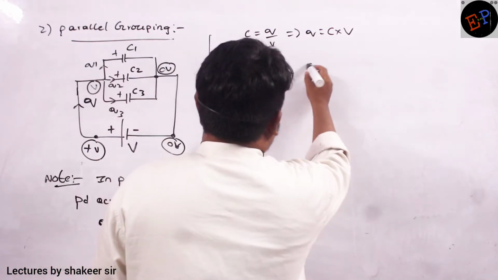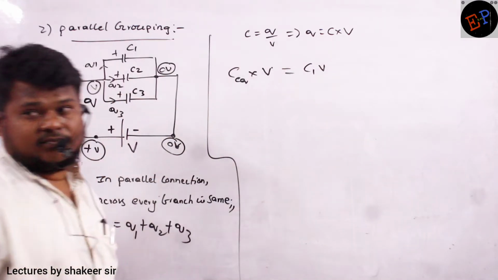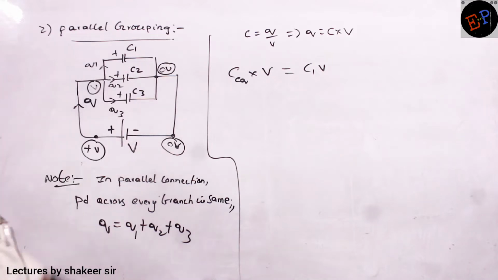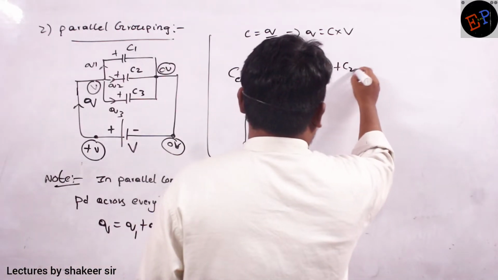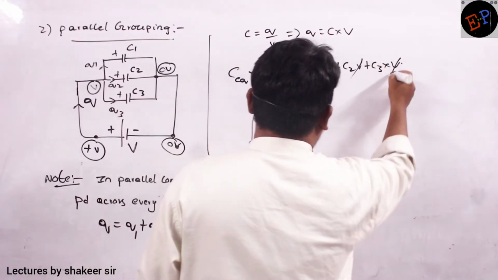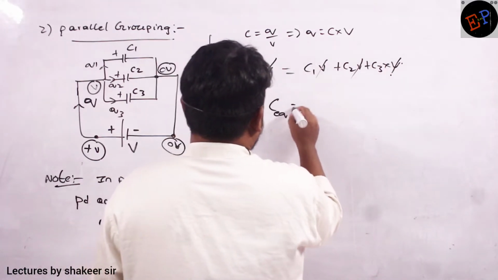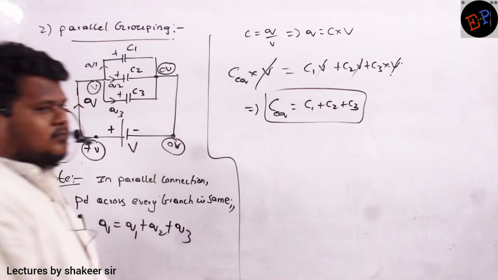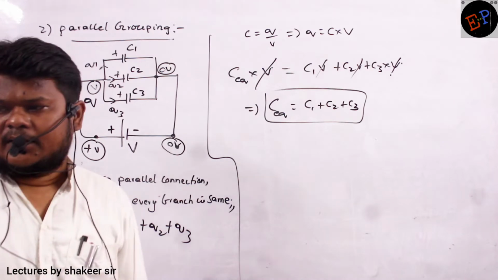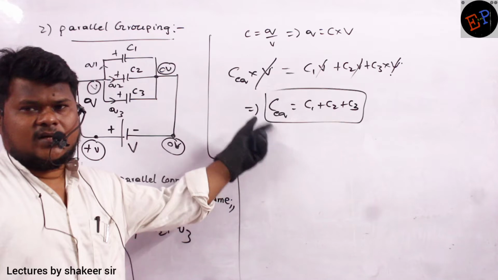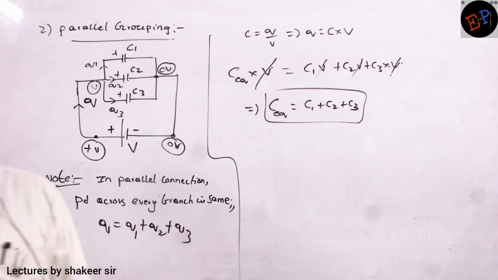Instead of Q1, C1 into V only. Why? Because in every capacitor I have the same potential, V. Second one, C2 into V. Third one, C3 into V. So V gets cancelled. Therefore C equivalent is equal to C1 plus C2 plus C3. This is the equation. Understood? So this is the equation to calculate equivalent capacitance if capacitors are connected in parallel. Right.